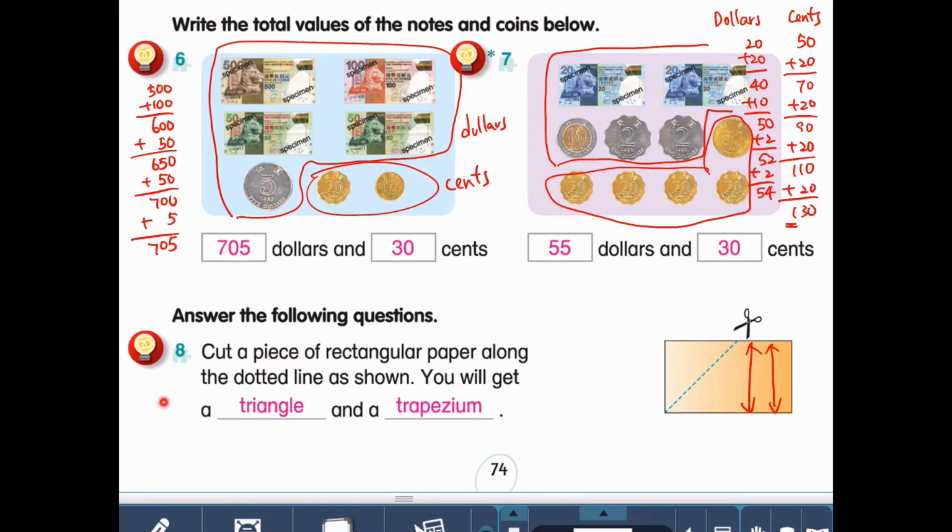For question number 8, cut a piece of rectangular paper along the dotted line as shown. So this time we do not need to fold the paper, simply cut along the dotted line. And we end up with the triangle over here, and then a trapezium right here. It's a trapezium because we have this pair of arrows, and the lengths of this pair of arrows are equal.